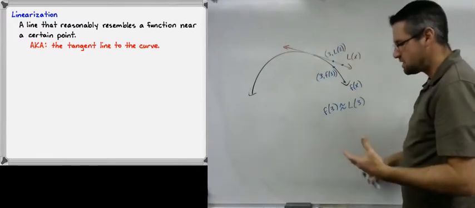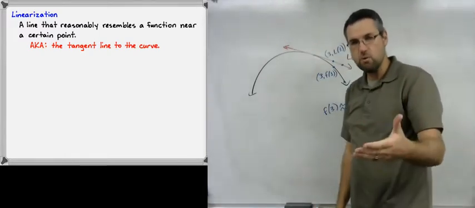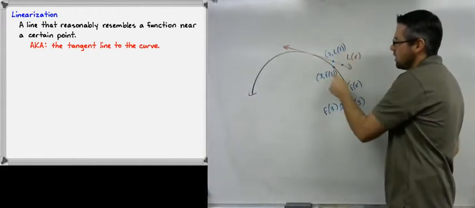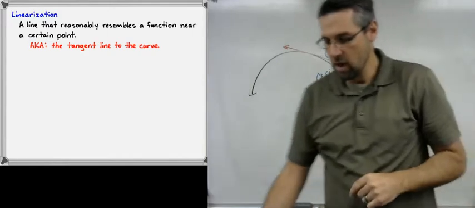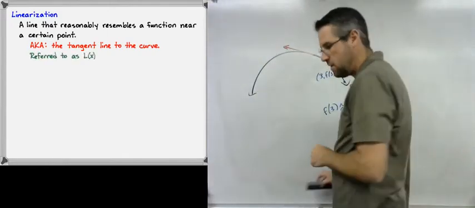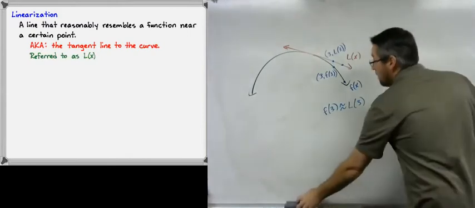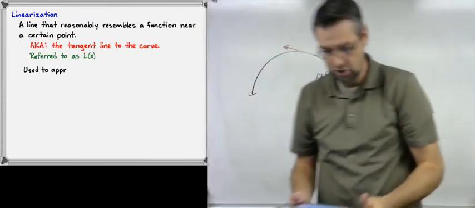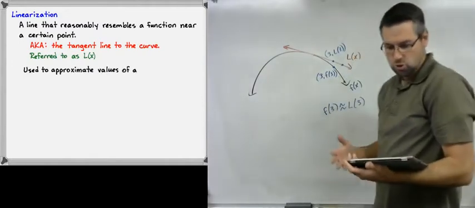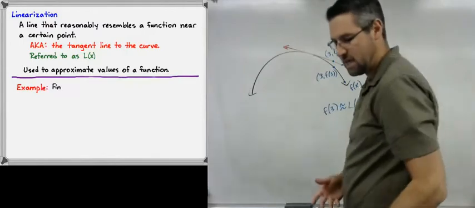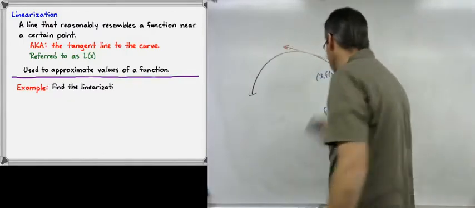Okay, so that's the idea of linearization. Find the equation of the tangent line, use that equation to approximate the value of the curve at a specific point. So with that said, again, the tangent line is referred to as L of x, as in the linearization, and it's used to approximate values of a function. So let's go ahead and take a look at an example of what this looks like.